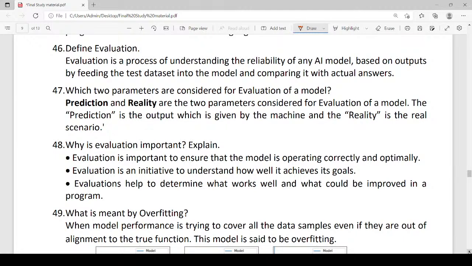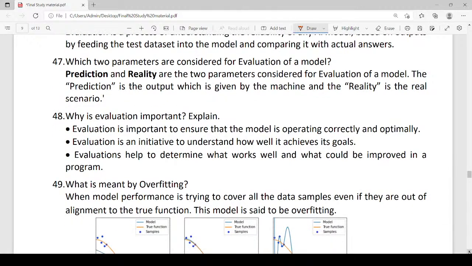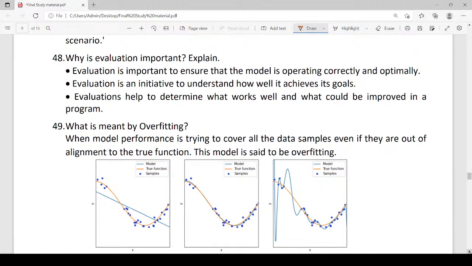So when a model's performance is trying to cover all the data samples, even if they are out of alignment to the true function, we call this overfitting. Now identify which is the overfitting graph. I have given the graph. Is it graph number 1? Is it graph number 2 or is it graph number 3? Which one is overfitting here?